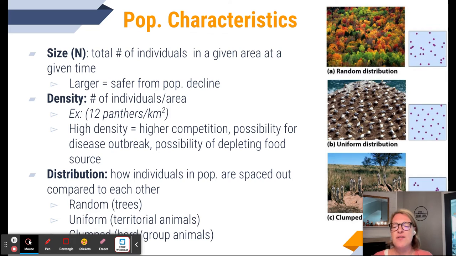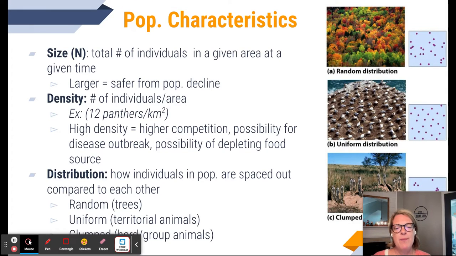All right, so another characteristic of populations that we tend to discuss and that you should know about is population density. Density is the number of individuals in a given area. So we take the number of individuals divided by the area. An example of that: if we were talking about a population of panthers, we might say that there are 12 panthers per square kilometer. So population size would be just 12 panthers, but then for density we add in that area piece.